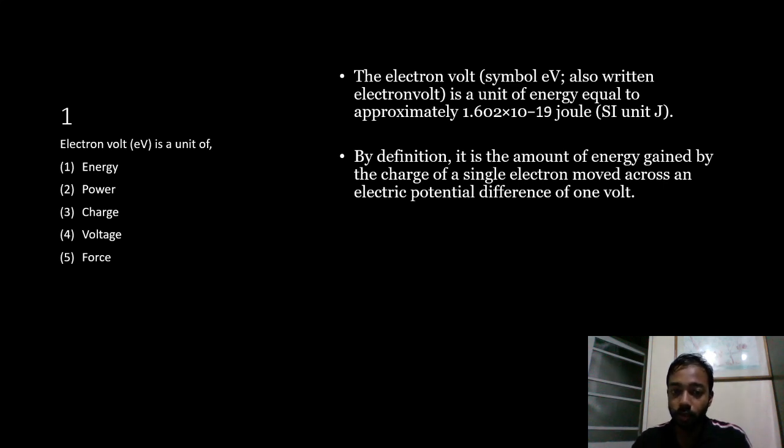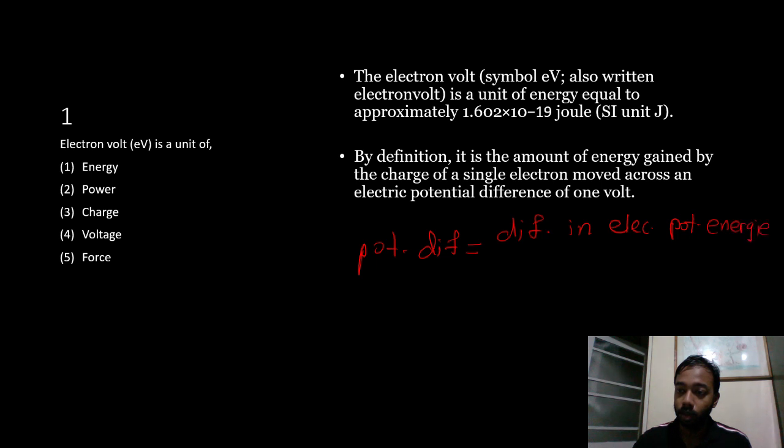Actually, the potential difference can be written as the difference in electrostatic potential energies divided by charge, or it is the difference in electrostatic potential energies per unit charge.